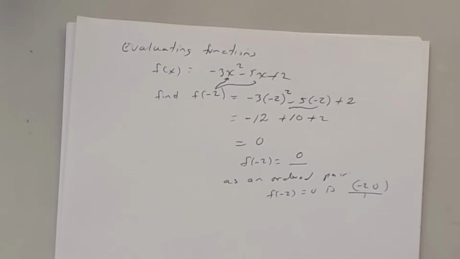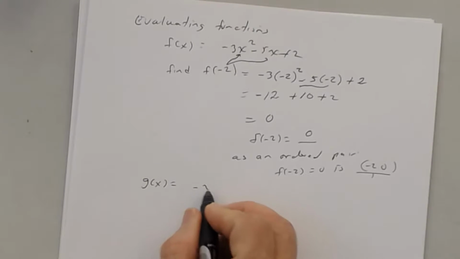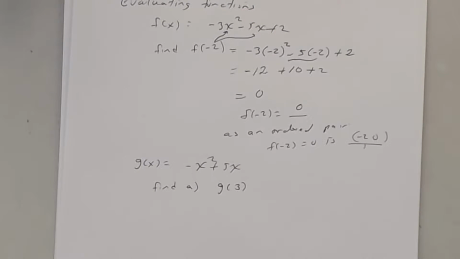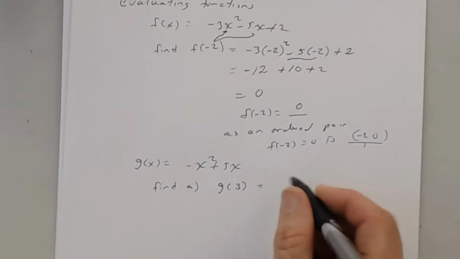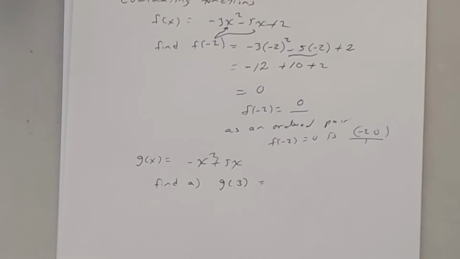All right, let's look at this function. Suppose you had g of x equal negative x squared plus 5x. So g of x equals negative x squared plus 5x. And let's say you want to find a, which is g of 3. So again, where we see the variable x, what do you plug in? 3. Now use parentheses. Be careful with this one, because if you go back to the function g of x, what is being squared? Is it negative x or is it x? Remember we talked about that at one point.